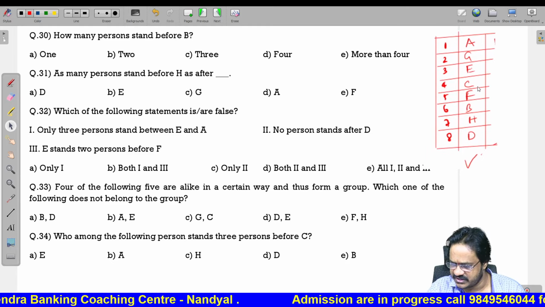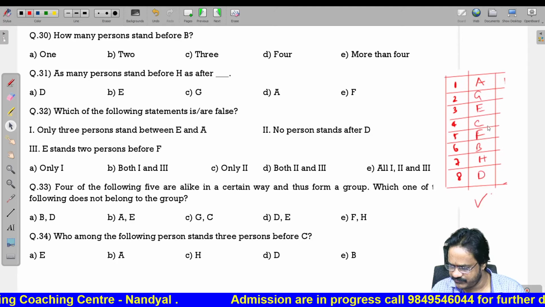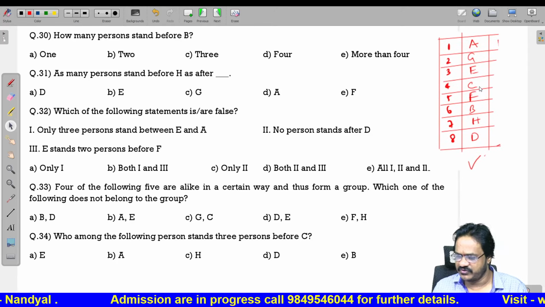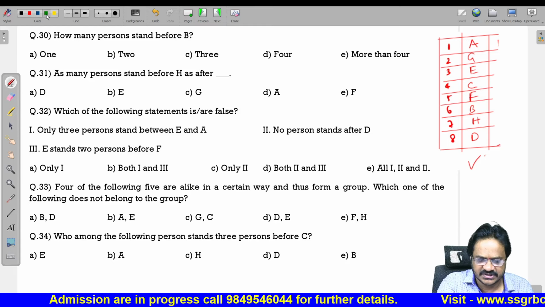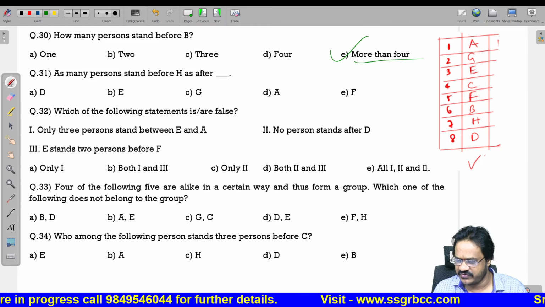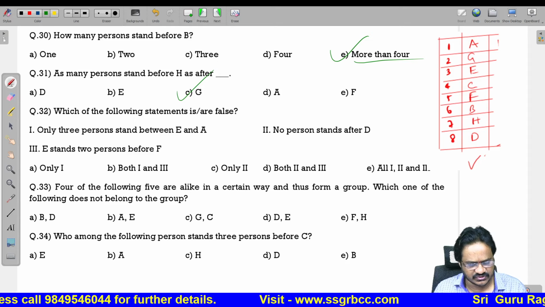Let us see the questions one by one. How many persons are there before B? Before B there are 5 persons. So the answer is more than 4. As many persons are there before H as after G? So 2 is the correct one.